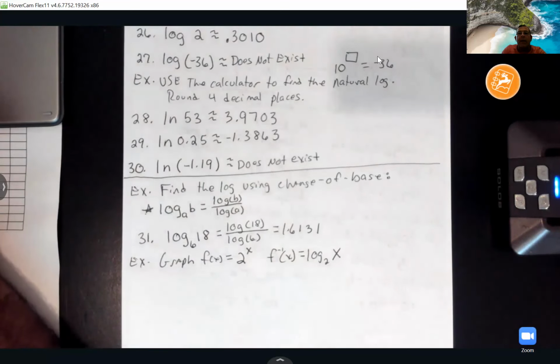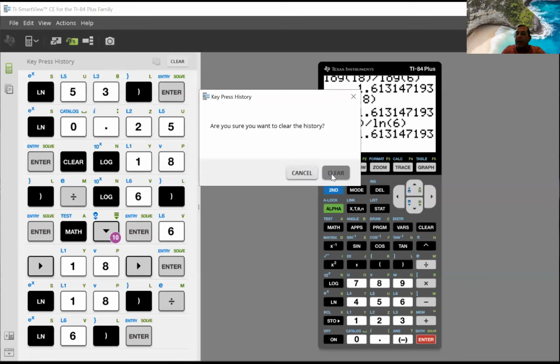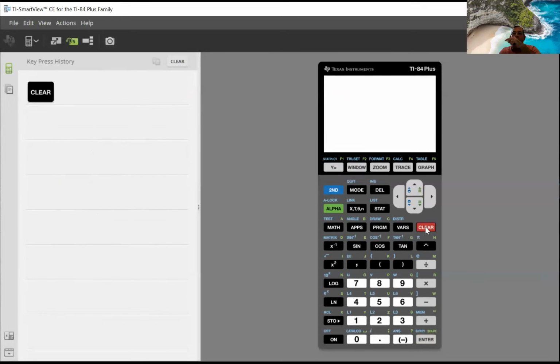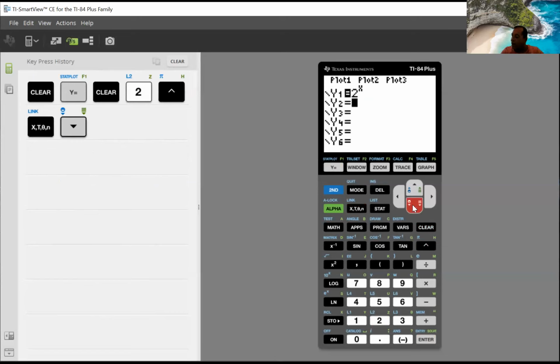So y'all, let me go to my calculator. Now, if you remember, we sort of know what these are going to look like, because when I was talking about the graphs, I showed you pictures of both of these. So let me go to y equals and clear that. So first I'll put my 2 to the x. So 2 exponent x. Then I'm going to come down here to y2, and I'm going to put log base 2 of x.